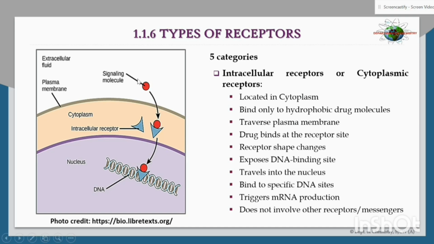We can see very clearly the drug molecule is red. It is outside the cell. Next, it traveled through the cell membrane because it is hydrophobic. It got bound to the receptor, which is blue in color. Once it got bound, the receptor changed its shape and exposed the DNA binding site. Then both of them together travel through the nuclear membrane, enter the nucleus, get bound to the DNA, and then the RNA synthesis is triggered.